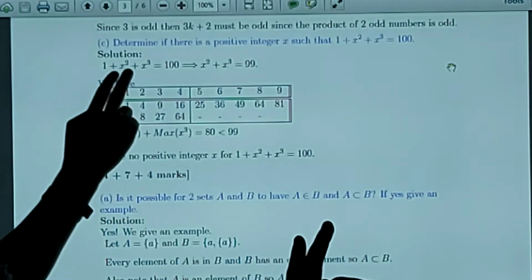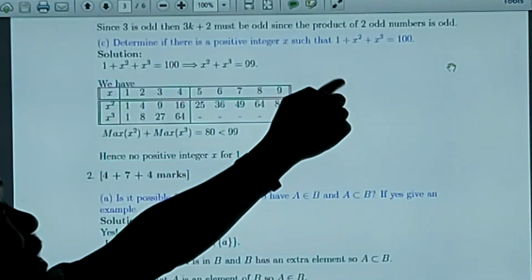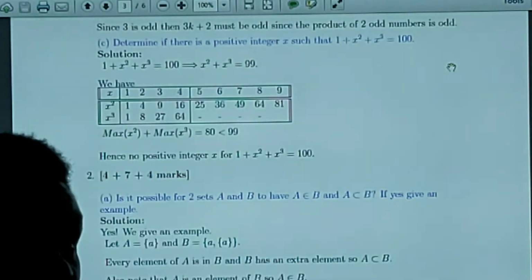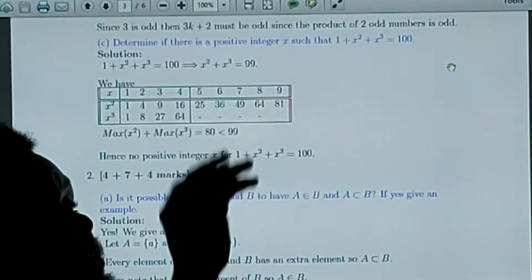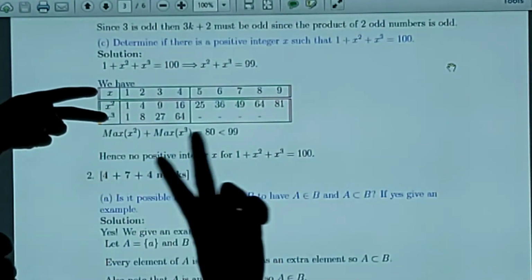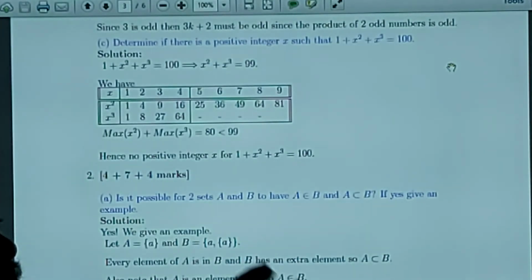You must have the working, because the question is: determine the positive integer x such that 1 plus x squared plus x cubed is 100. Now for this, you must do the working. Many of you are just telling me, oh, it's not like that. No, it doesn't work like that. So this working, I was giving 2 marks just to show this. Then I give you 1 mark for this, and then you conclude. You get your 4 marks.